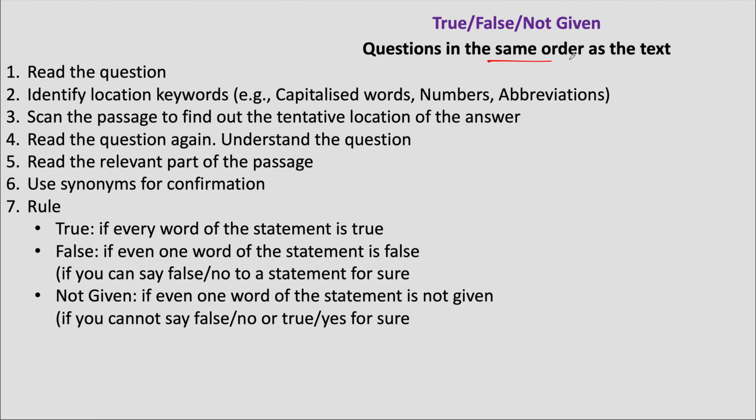These questions are in the same order as the information in the text. Here's a step by step strategy that works. Look for location keywords, find the tentative location in the passage, read the question carefully, and figure out the answer. Use this formula. If all parts of the question are true, it's true. If even one part of the question is false, it's false. And if even one part of the question is not given, the answer is not given.